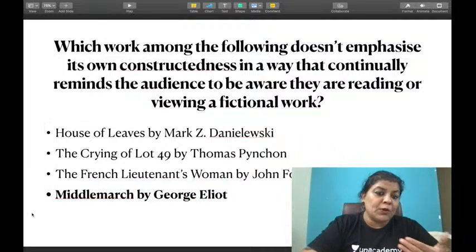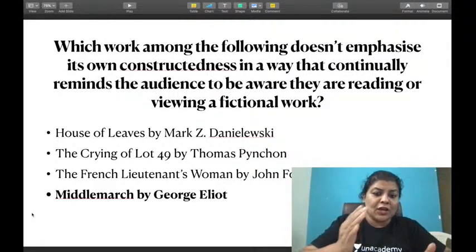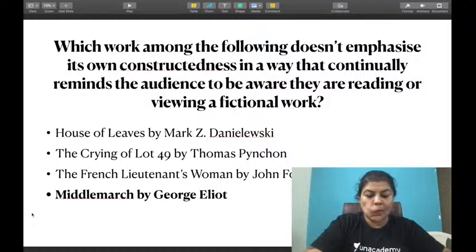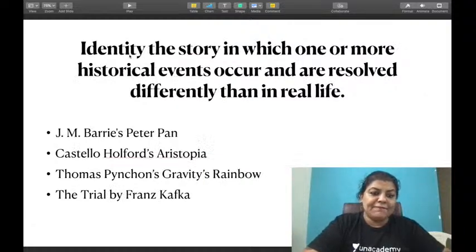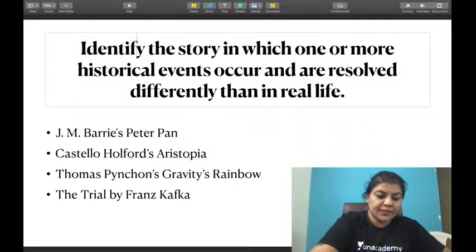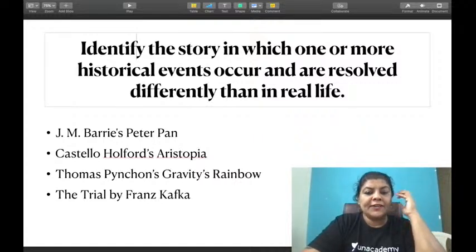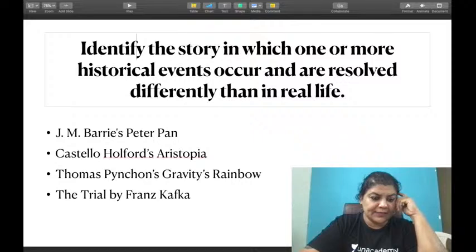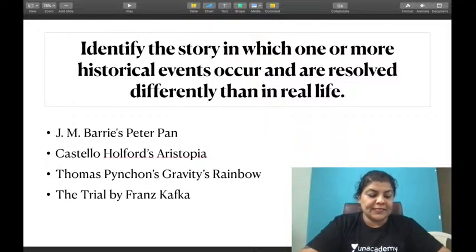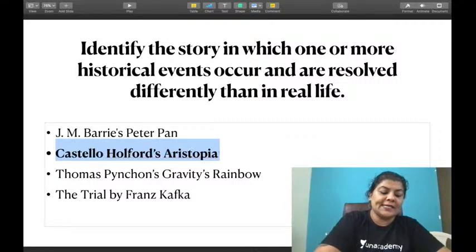Along with me, you should also read extra, because your research, extra reading, if it goes along with the classes, it will be amazing. Next, identify the story in which one or more historical events occur and are resolved differently than in real life. Historical events occur, but it took a different turn. It is not Peter Pan, it is not Gravity's Rainbow, it is not The Trial. These three you should know. You don't know this, and that is the answer.